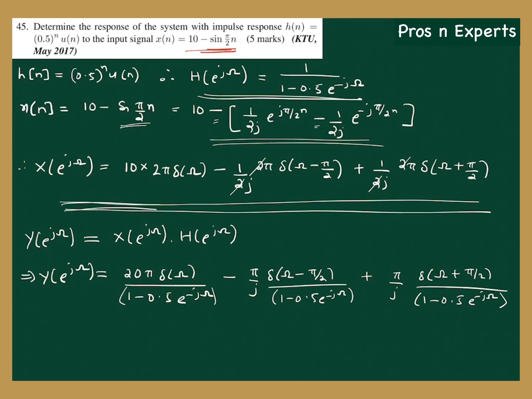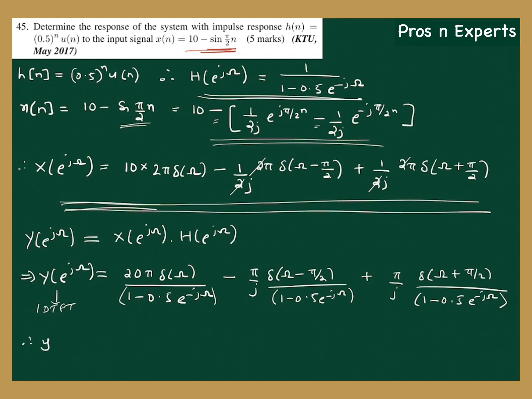Now to find y of n, the response, you need to find the inverse DTFT, IDTFT. But in traditional problems, what we do is take the inverse by making the RHS into partial fraction expansion form and directly finding the IDTFT. But this is why I said initially it is a tricky question, because you cannot find the partial fraction expansion for this expression because of the presence of the del of omega term. So now what we do is we go to scratch.